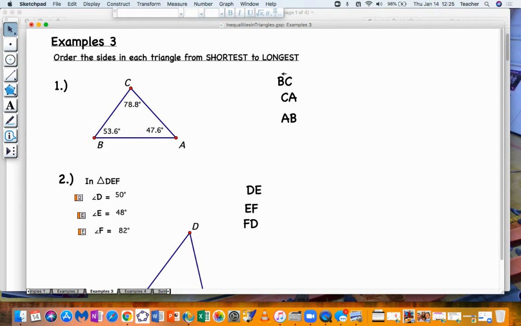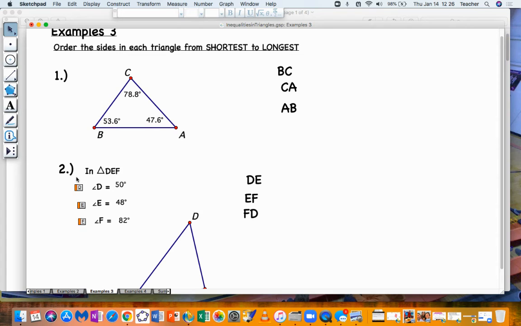Okay, so if it just asks for a list, this would be the list. Now, if it asks for inequalities, right, shortest to longest, you would have your less than symbols, shortest to longest. All right, number 2. Again, it gives you the statement.